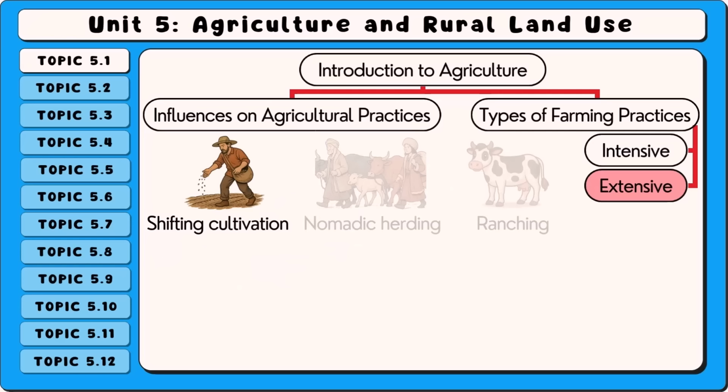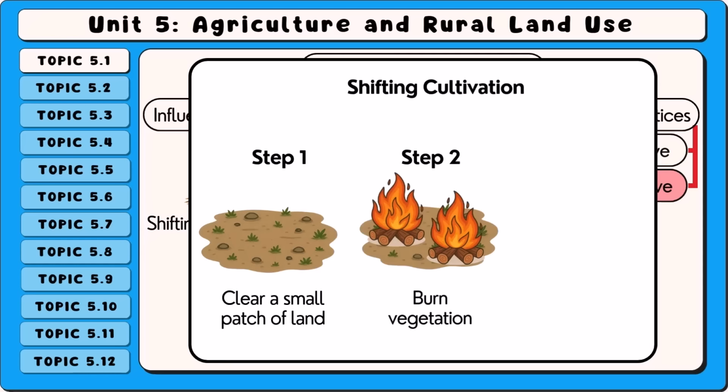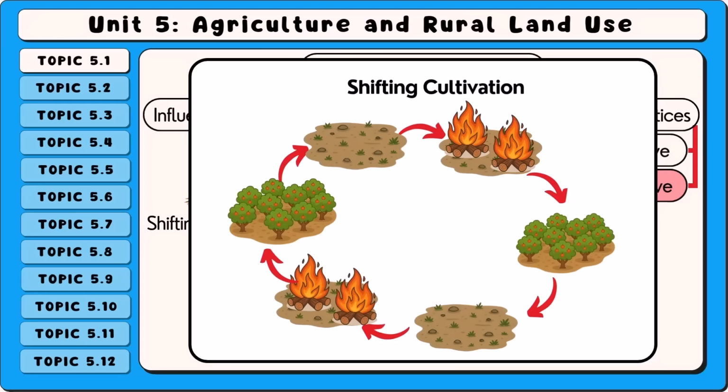The first type is shifting cultivation. Farmers clear a small patch of land, burn the vegetation, and plant crops for a few years. When the soil becomes less fertile, they move to a new area and start again. After the abandoned land has had time to recover, farmers may return to it in future years, burn the vegetation, and replant their crops. This creates a cyclical farming pattern on the land.